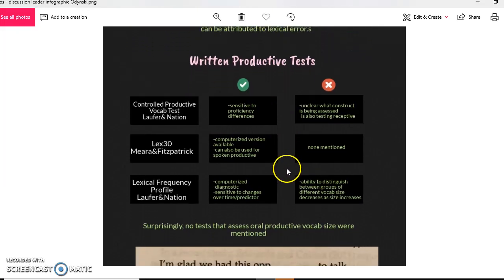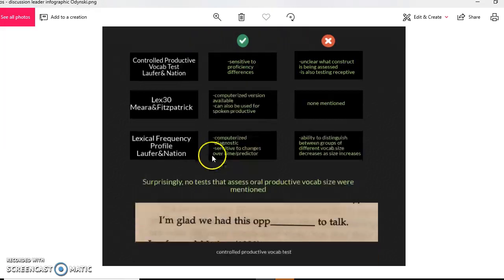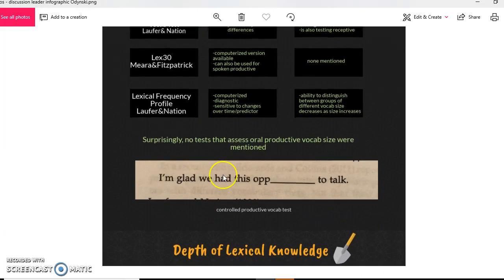The written productive tests that the authors discuss are the Controlled Productive Vocabulary Test by Laufer and Nation, the Lex 30 by Meara and Fitzpatrick, and the Lexical Frequency Profile by Laufer and Nation again. The Controlled Productive Vocabulary Test provides a meaningful sentence and the first few letters of the target word. I think there's an example of this one. Yes, right here. They give a sentence, they give the first few letters, and you're supposed to figure out that what goes in the blank is the rest of the word, opportunity.